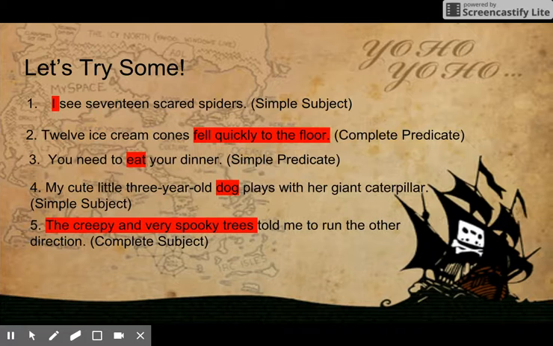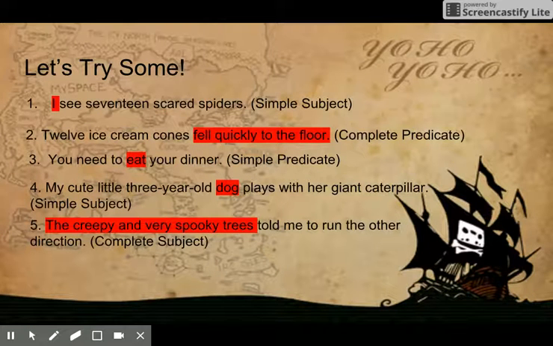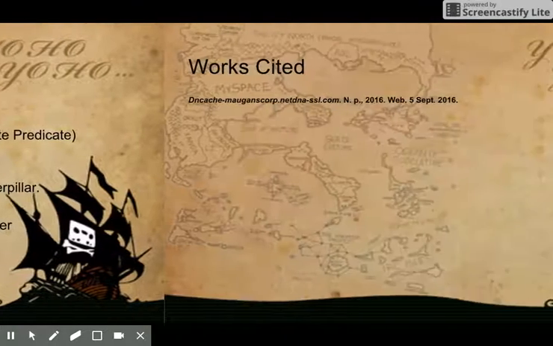All right, so you can see everything that's highlighted in red. Answer that question. Look at the simple ones. They're very small, one word, verb phrases sometimes, and the complete predicates and the complete subjects. You've got everything that's beside that mast. So do you see how knowing the Grammar Pirate steps can make your life easier as a writer?